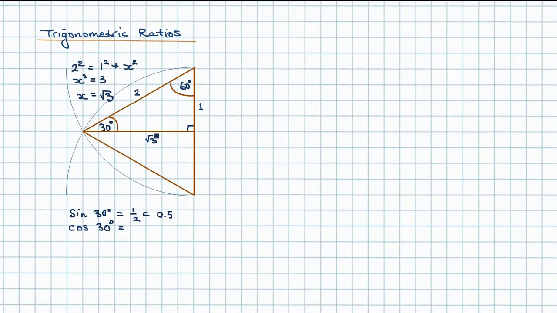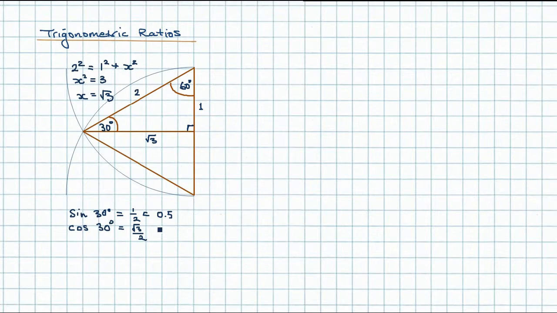Once we've memorized this triangle and this triple, not a Pythagorean triple, but this triple 1, 2, root 3, then we've got a useful way of remembering all sorts of trigonometric ratios. So here we've got the cosine of 30 degrees. The cosine is the adjacent side over the hypotenuse. The adjacent side is root 3, and the hypotenuse is 2. So that's root 3 over 2.